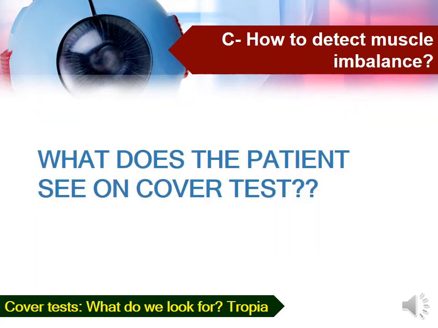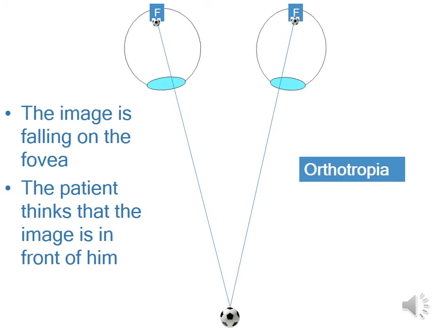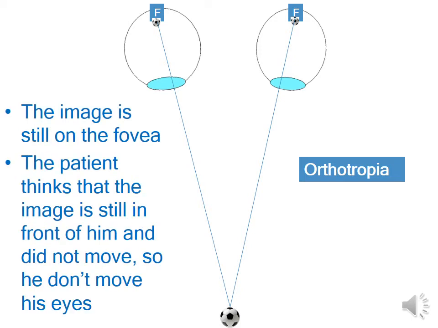So what does the patient see on cover test, and why does he move his eye? Let's assume an orthotropic patient. The image of the object will fall on the foveas of both eyes. As the image is falling on the fovea, the brain will project the image straight ahead, and the patient will assume that the object is in front of him.